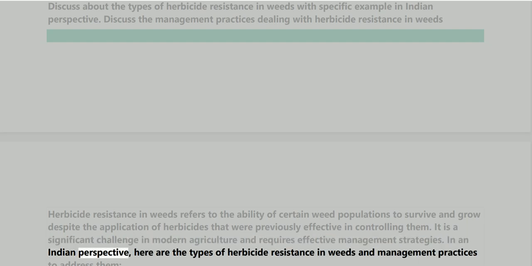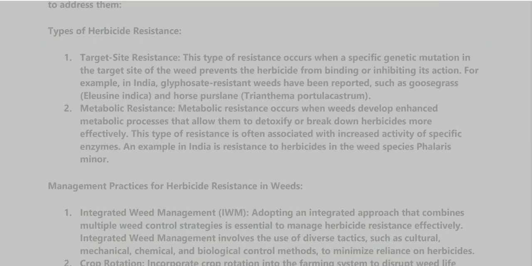In an Indian perspective, here are the types of herbicide resistance in weeds and management practices to address them. Types of herbicide resistance. 1. Target site resistance. This type of resistance occurs when a specific genetic mutation in the target site of the weed prevents the herbicide from binding or inhibiting its action. For example, in India, glyphosate-resistant weeds have been reported, such as goosegrass, Eleusine indica, and horse purslane, Trianthema portulacastrum.